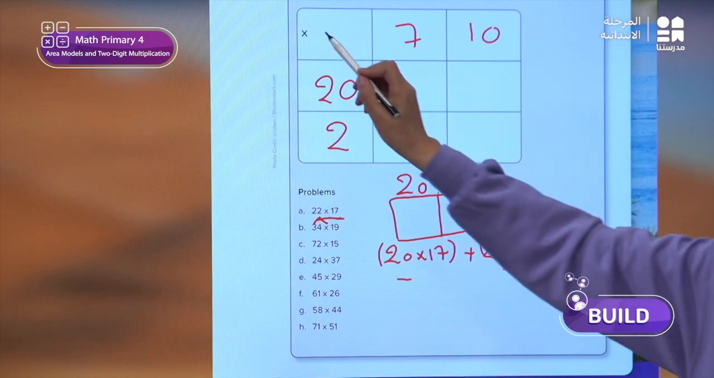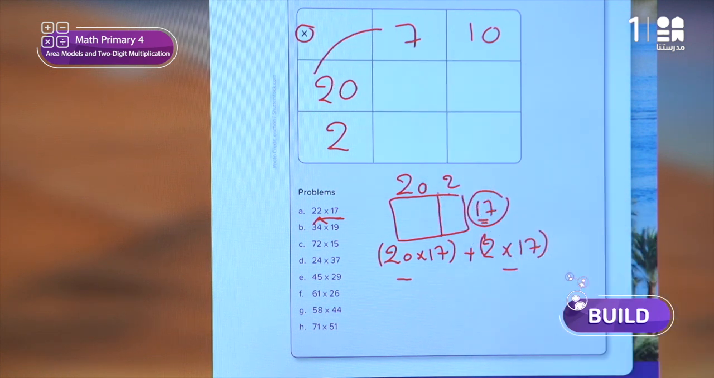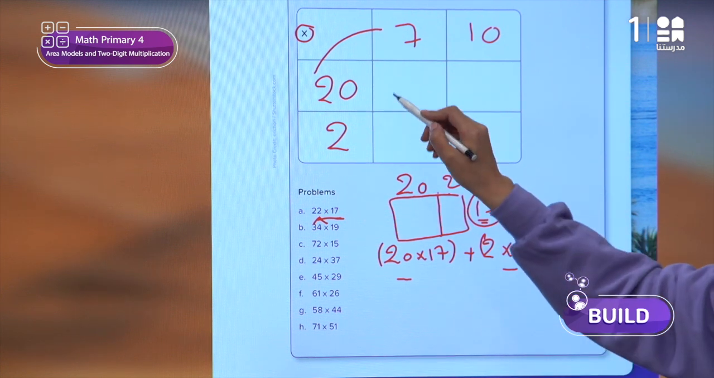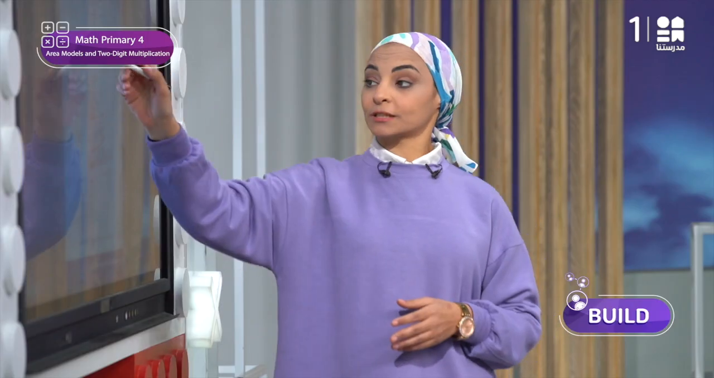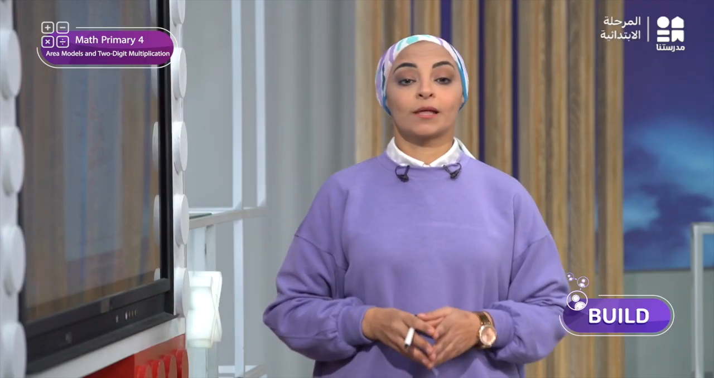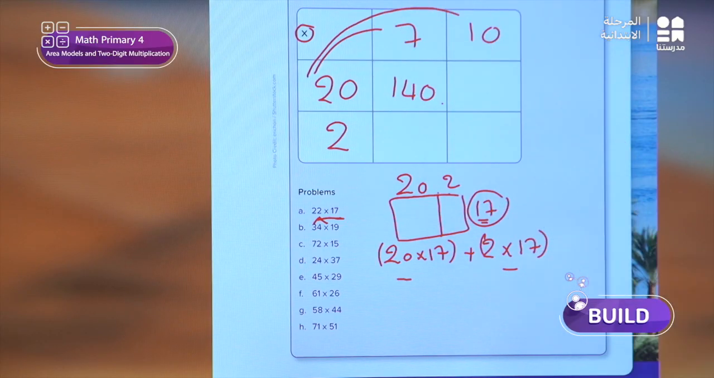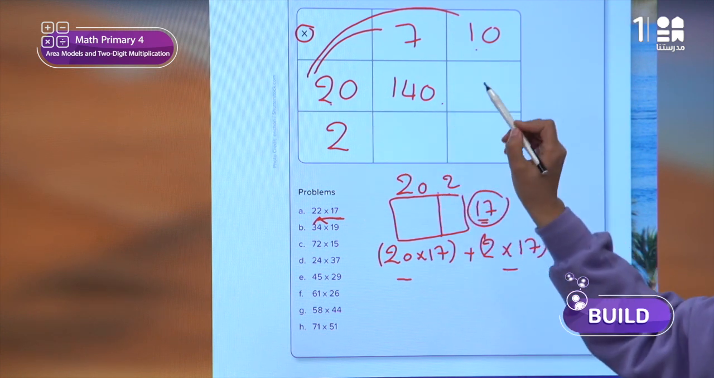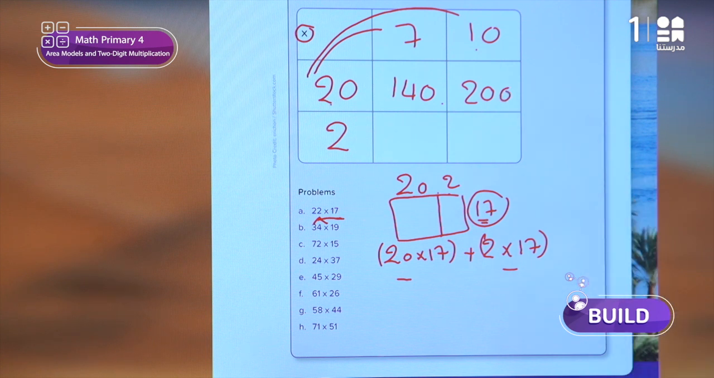We will multiply 20 times 7. You can see this multiplication. 20 times 7 equals what? 2 times 7 is 14, and put the 0 to get 140, right? Then write the product here as I wrote it. Then 20 times 10. 20 times 10 equals what? Yes, 2 times 1 equals 2, and put the 2 zeros to be 200.